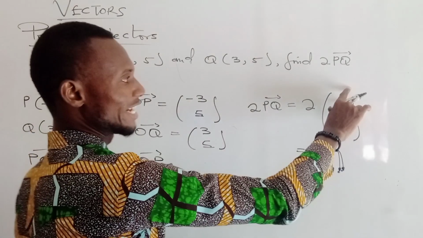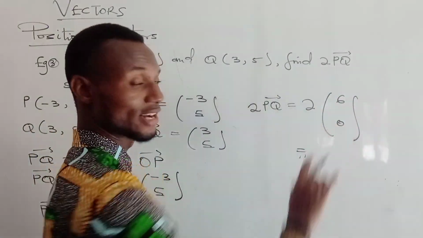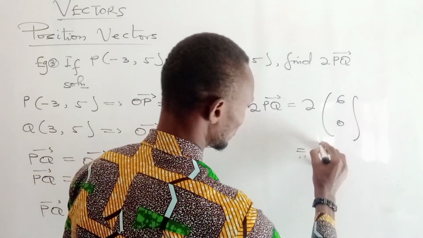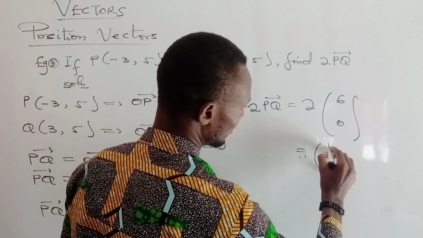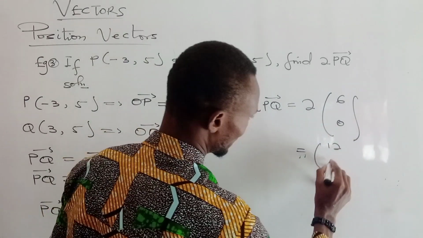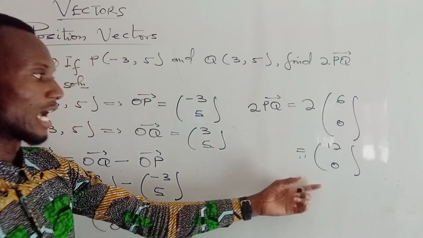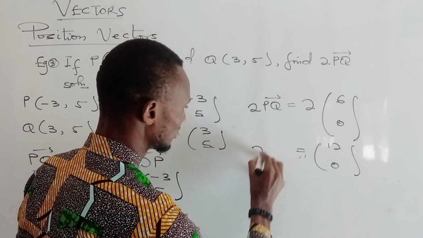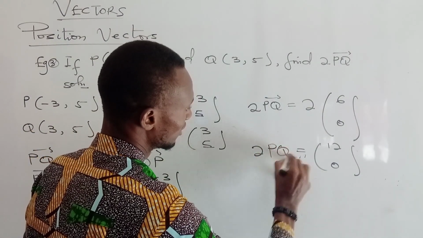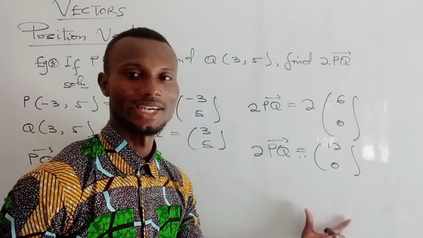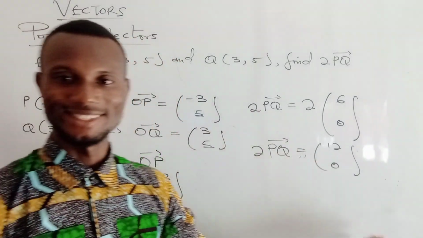The 2 multiplies the value here, and the 2 multiplies the value down here as well. So you have 2 times 6, which will give you 12, and 2 times 0 will give you 0. That becomes our final answer, and that is us finding 2 times vector PQ. The answer is (12, 0).